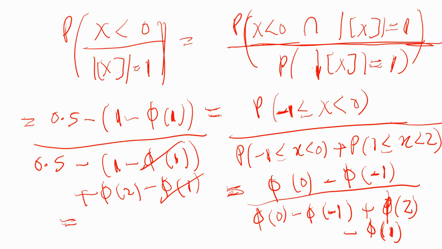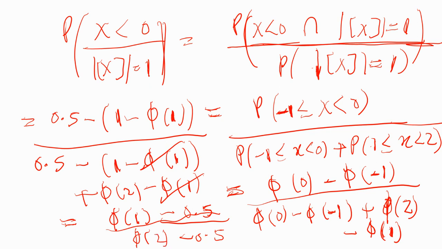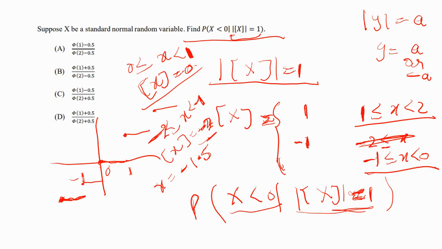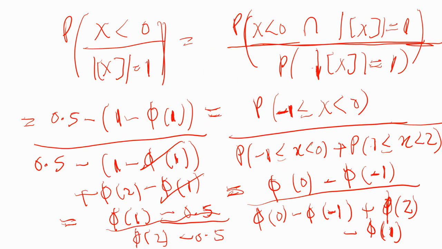In the above, we will have 0.5 minus 1, which will be minus 0.5, and this minus minus will be plus. So it will be phi of 1 minus 0.5, divided by, and this will again be 0.5 minus 1, which is minus 0.5, and this will be phi of 2 minus 0.5. So it will be phi of 1 minus 0.5 divided by phi of 2 minus 0.5. So this will be the answer. Is it okay?